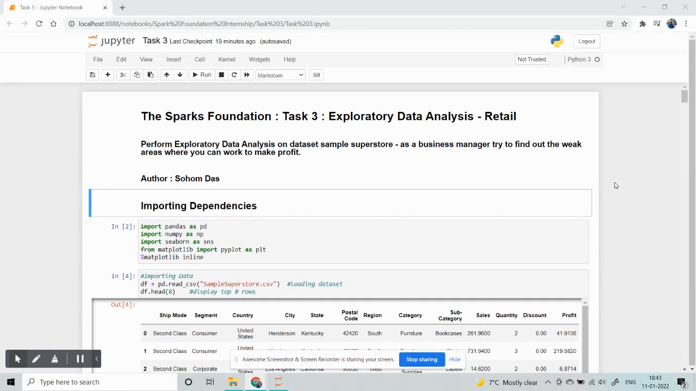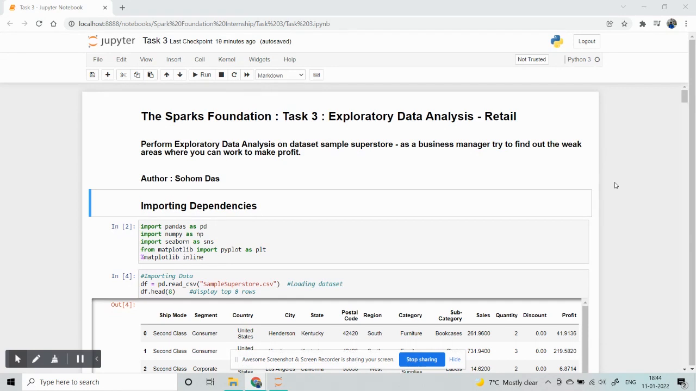As a part of the task, I have to perform exploratory data analysis on a data set which contains data from a sample superstore. As a business manager, I have to find the weak areas and try to improve the profit. I will be using Python and Jupyter Notebook to perform this task.